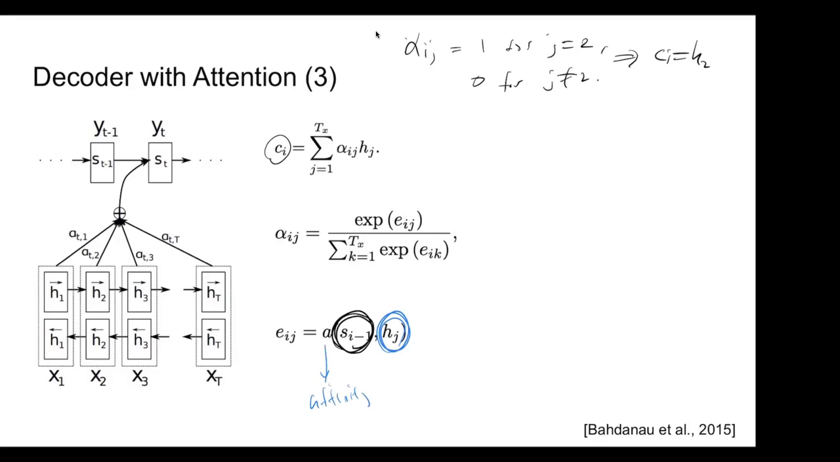And this affinity score goes through what's called softmax. That's basically just applying exponentiation on each score and dividing that by the summation of all the affinity scores' exponentiation. The good thing about this is that we know the alpha_ij, because we are on the j side up to t, will always sum to 1.0.